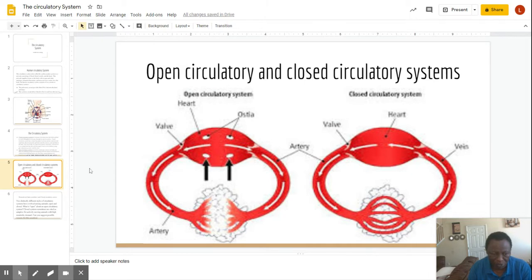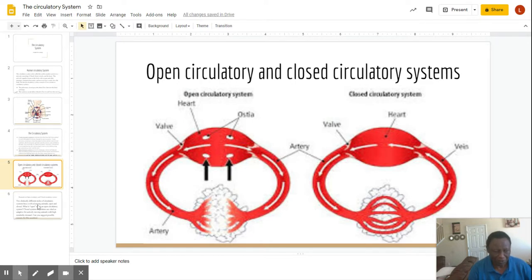Now, if we compare this scenario with what happens in humans, like in the closed circulatory system, you find that the blood moves through its entire journey from the heart back to the heart within a closed system. And as such, the blood does not move outside of a vessel. So this picture here illustrates the difference between the open circulatory system and the closed circulatory system.